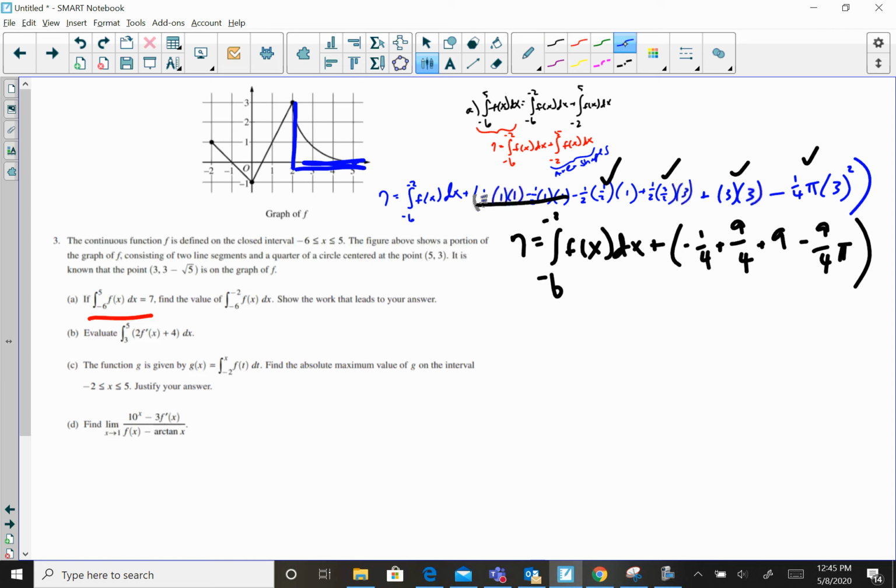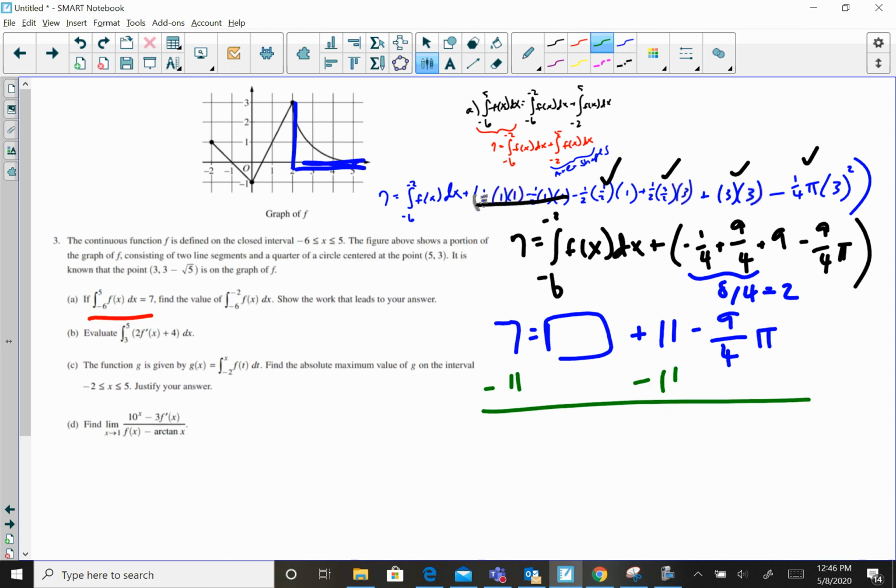So now 7 equals the integral. I don't want to keep rewriting the integral. Integral, and then I have, this would be 8/4, so that's 2, plus 9 is 11. So plus 11 minus 9/4 pi, and I'm just going to solve for that integral.